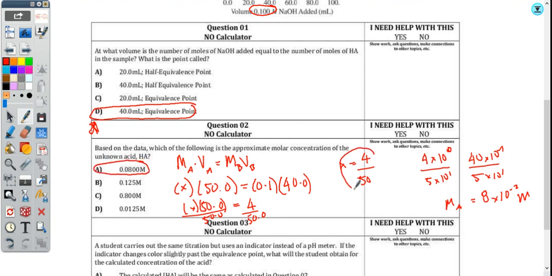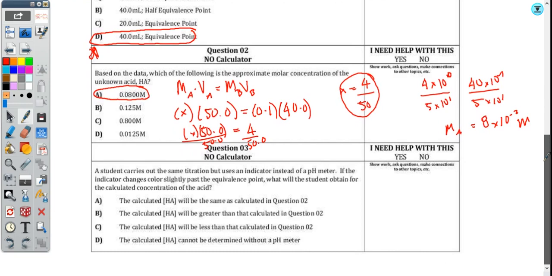Again, you might be way better at math and just be like, oh, I know how to do this. But there we go, number 2. Number 3: a student carries out the same titration but uses an indicator instead of a pH meter. If the indicator changes color slightly past the equivalence point, what will the student obtain for the calculated concentration of the acid?